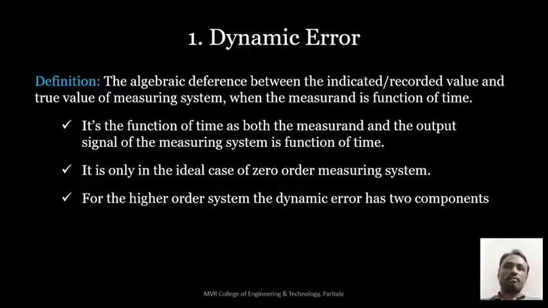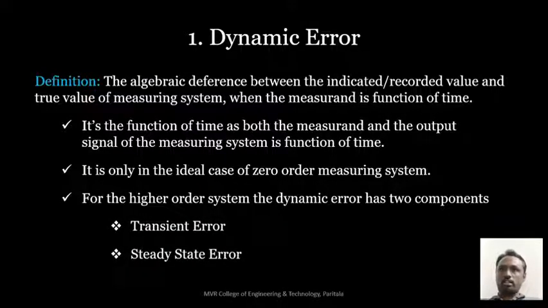So if you consider first or higher orders, the dynamic error will have two components. The first one is transient error and the second one is steady state error. So what is transient error and what is steady state error? Transient error means the instrument is stable up to the point where you give some input. If suddenly you give some input, it has to respond to that.